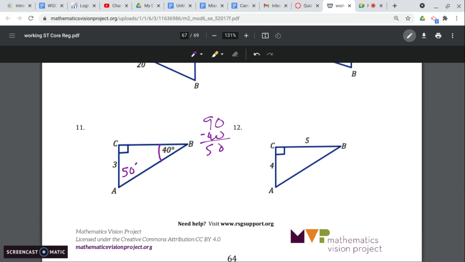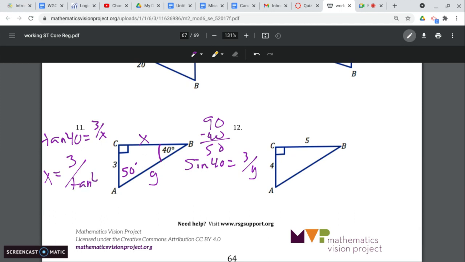So one of our trig ratios will be tangent 40 equals 3 over x. The other one is going to be sine 40 equals 3 over y. So we'll say this is x and this is y. In both of these situations, the x and y and the tangent 40 or sine 40 are going to switch places in order to solve. So we're going to have x equals 3 over tangent 40, and our sine will be y equals 3 over sine 40.